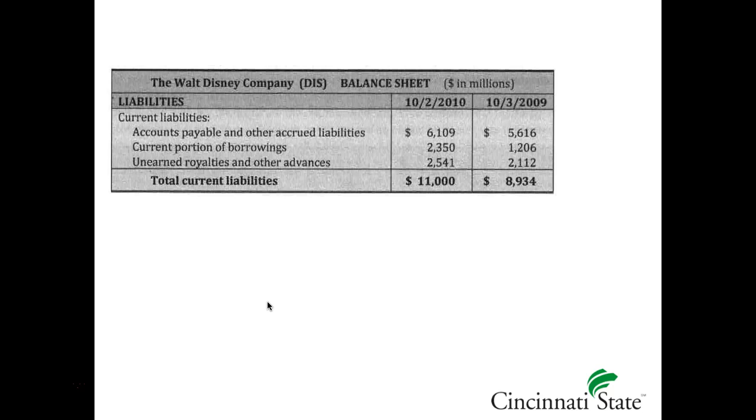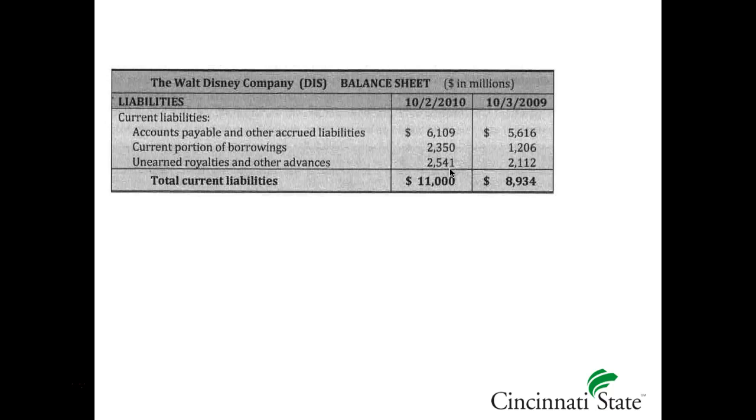Walt Disney's current liabilities as of October 2, 2010 are comprised of accounts payable and accrued liabilities for $6,109 million. This balance represents amounts due to suppliers and other obligations still unpaid but due soon. Current portion of borrowings for $2,350 million needs to be paid in the near future. Unearned royalties and other advances are money received from third parties that have not been earned by Walt Disney.